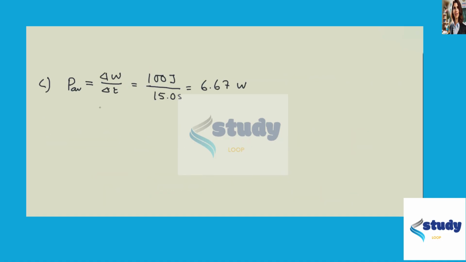Now in part C, we have to find the average power supplied by the child. Average power is the change in work done over the change in time. The change in work is 100 joules because energy changed from 0 to 100 joules, and that's the total work done. Delta t, the time period, is 15 seconds. If we divide 100 by 15, we get 6.67 watts, and that's the average power supplied by the child.